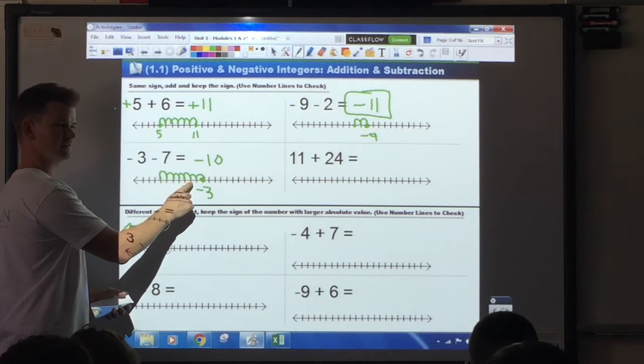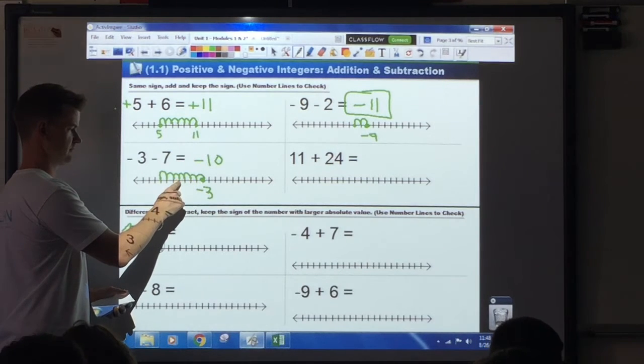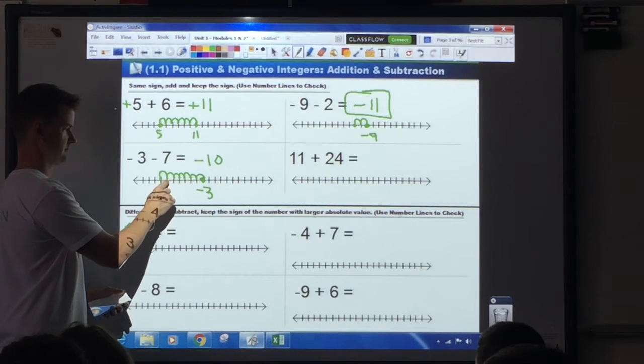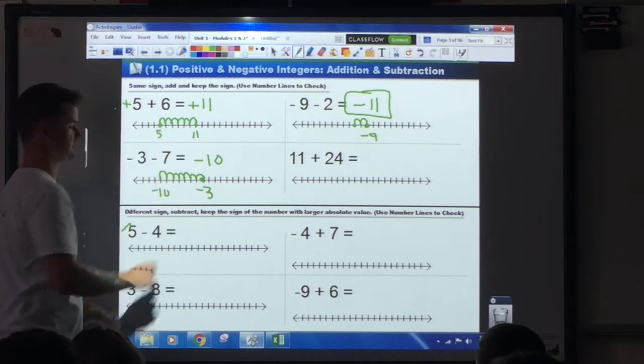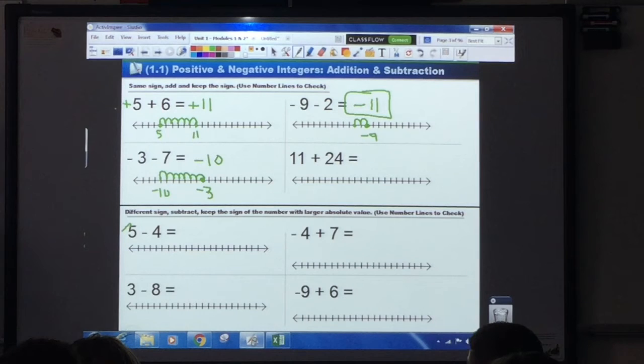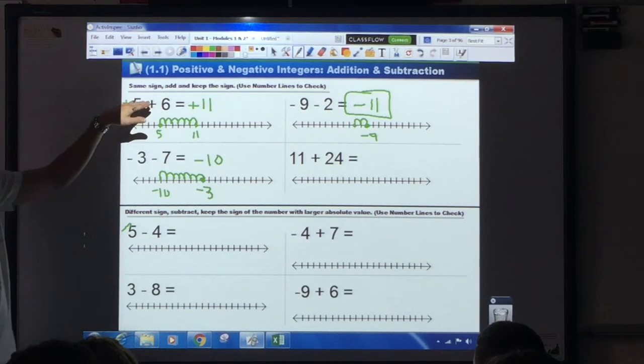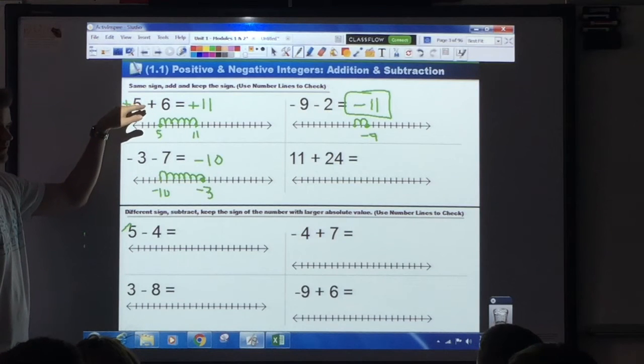-4. What's this? -5. Everybody, I only hear a couple people. What's this? -6, -7, -8, -9, -10. I proved it. I'm at -10. There's lots of different ways to prove it. If you like the number lines and they work for you, use it. Something simple like this, you can probably do without a number line. You've been doing this forever.